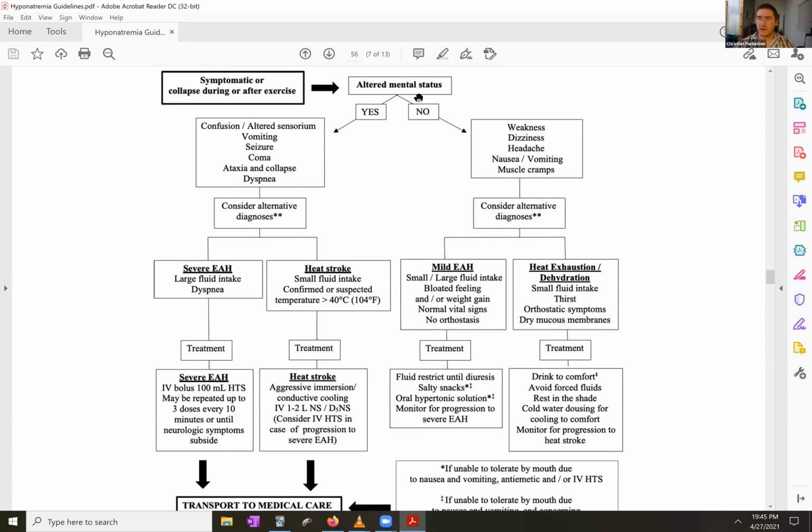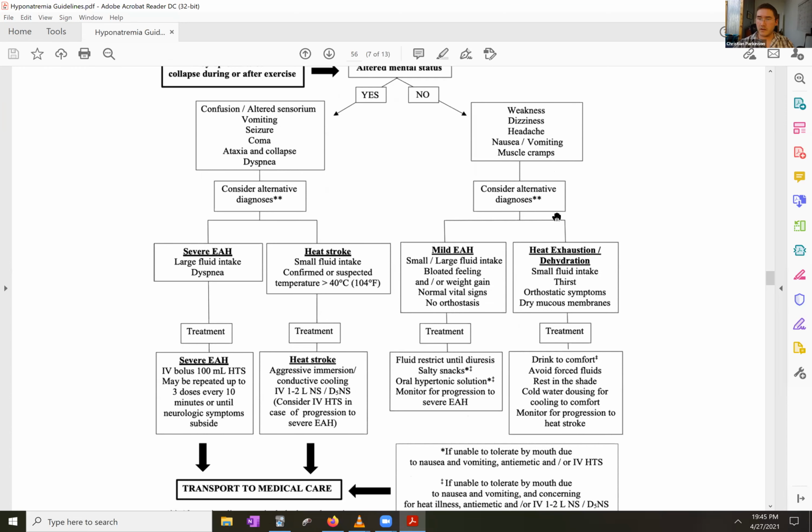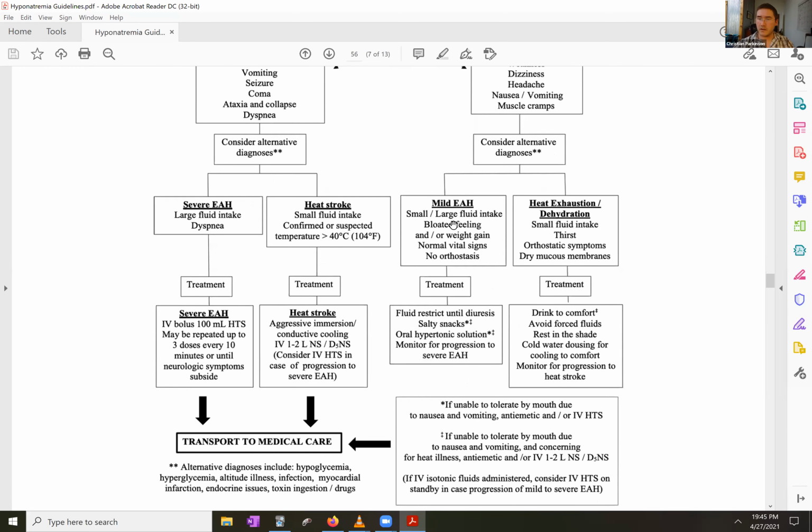Left side over here, we're talking about altered mental status, weakness, dizziness, headache, nausea, vomiting, muscle cramps. Not quite your guy on the side of the road, because I believe he was in the altered mental status, but heat exhaustion versus dehydration. Again, if they are able to answer how much fluid or what they have consumed relative to time and exertion, this can help us split the difference between the two.